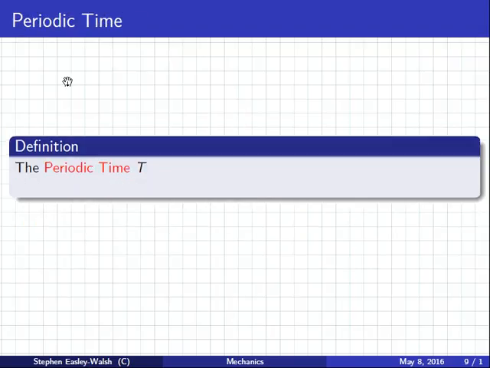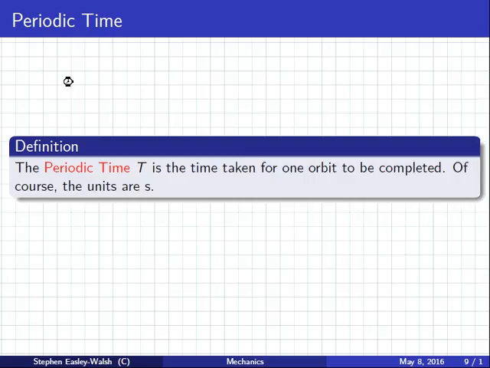Right, next one. Maybe somebody might know this one. Does anyone know this one? Periodic time? No. This is the time for 1 revolution. The time it takes to go around once. So the periodic time is the time taken for 1 orbit to be complete. Of course, the units are seconds.